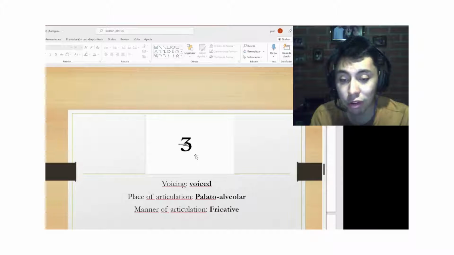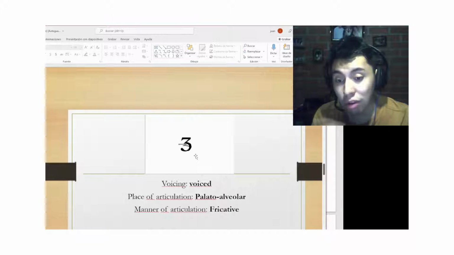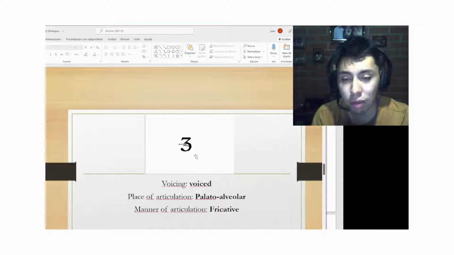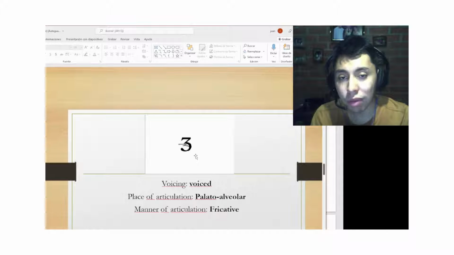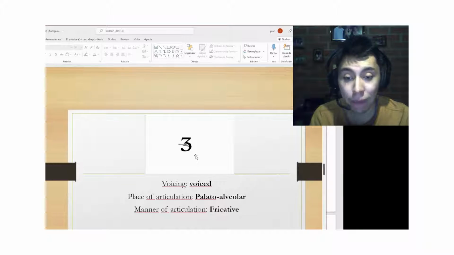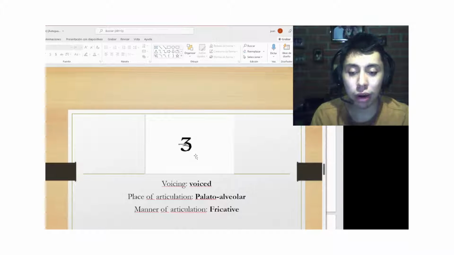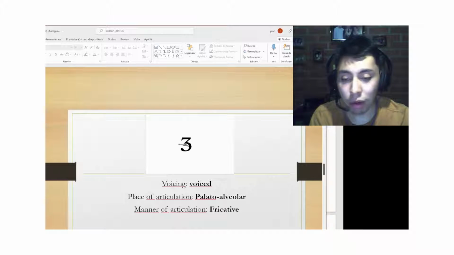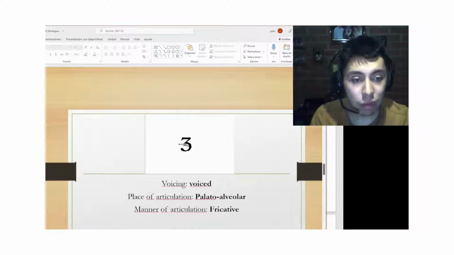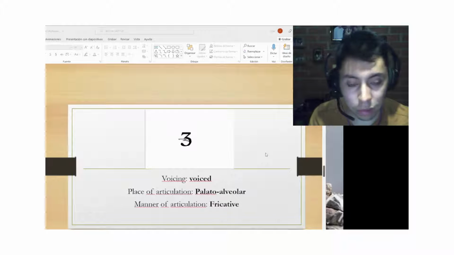And the place of articulation is the palatal alveolar. Yes, because the location is between the highest part of the mouth and the top of your teeth. So it's basically that or more. Right. We're going to continue with the other slide.